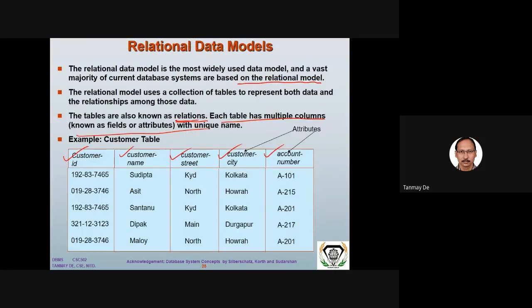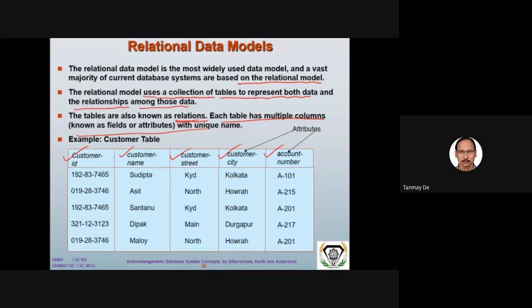So the relational data model is a record-based logical data model. As I told, the relational model uses a collection of tables to represent the data as well as the relationships among the data. Each table is also known as a relation, and each table is described by a number of attributes or columns with a unique name.